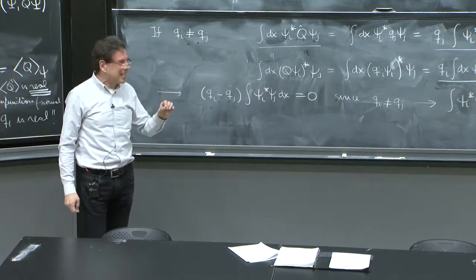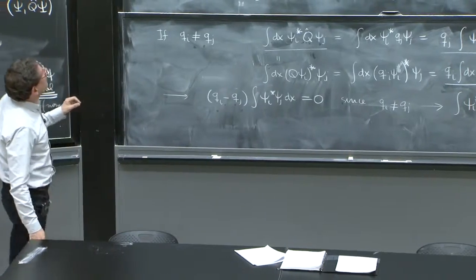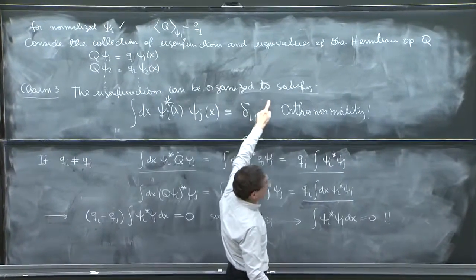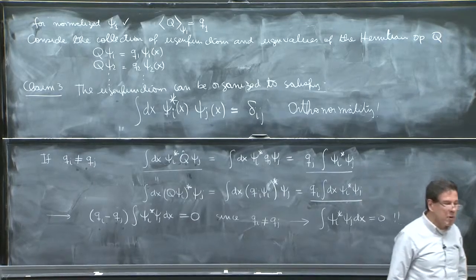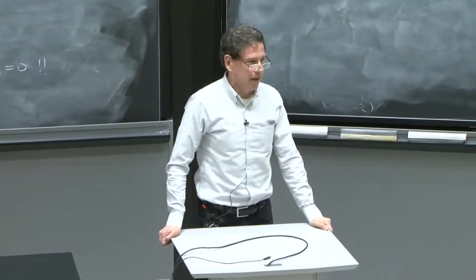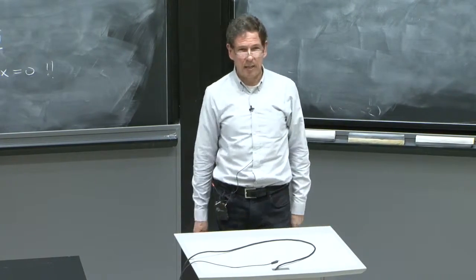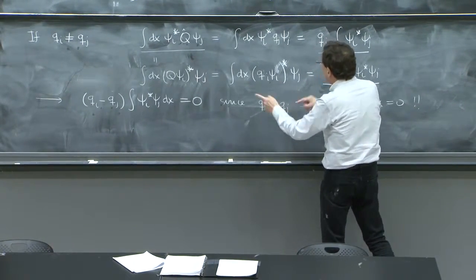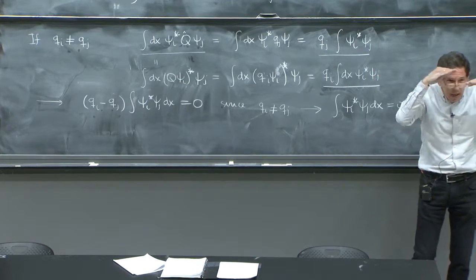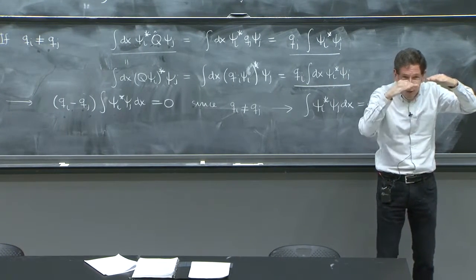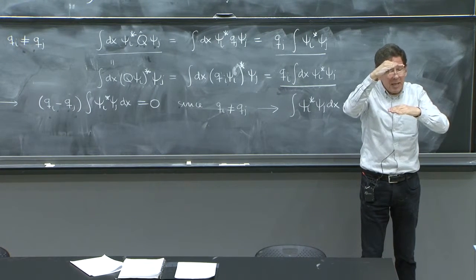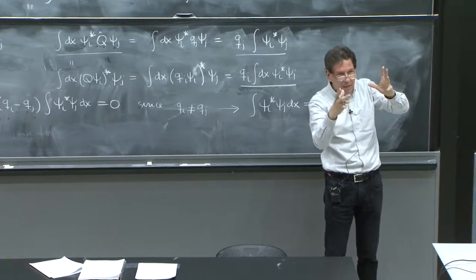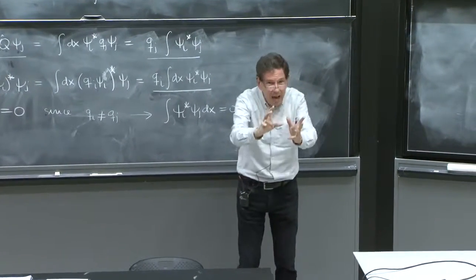The answer is, actually, the clue is there. The eigenfunctions can be organized to satisfy. It would be wrong if you say the eigenfunctions satisfy. They can be organized to satisfy. It means that yes, those that have different eigenvalues are automatically orthogonal. But those that have the same eigenvalues, you may have like 3 of them maybe, may not necessarily be orthogonal, but you can do linear transformations of them and form linear combinations such that they are orthogonal.